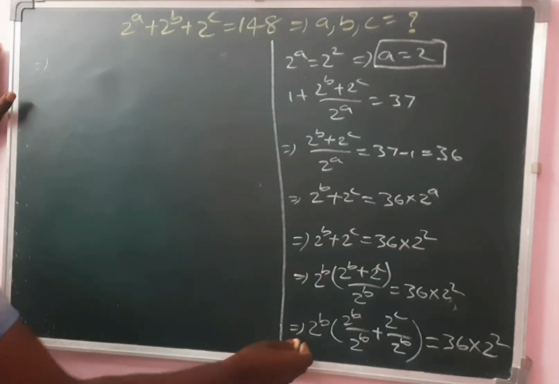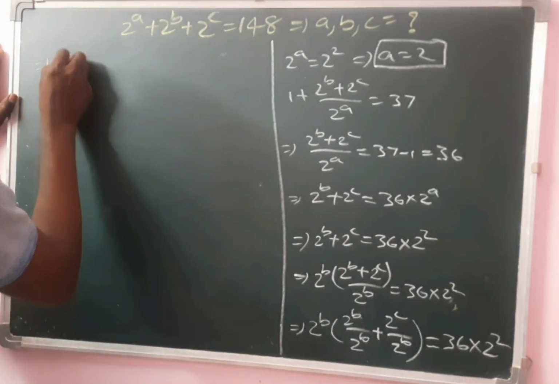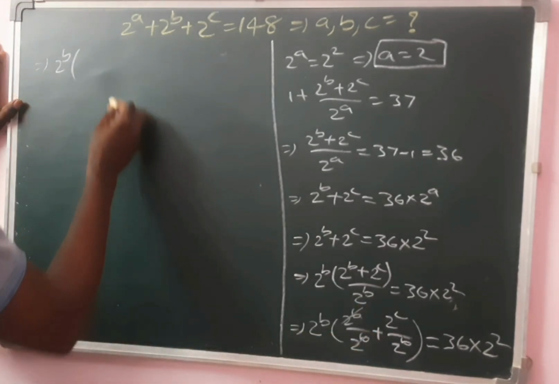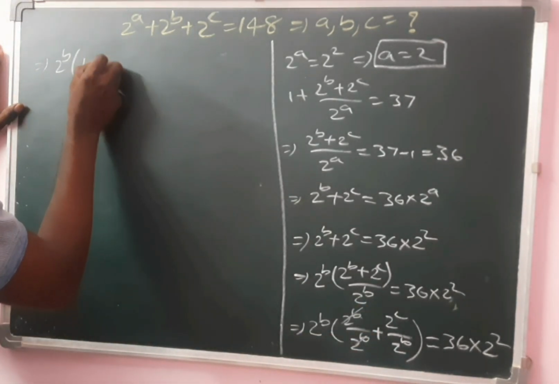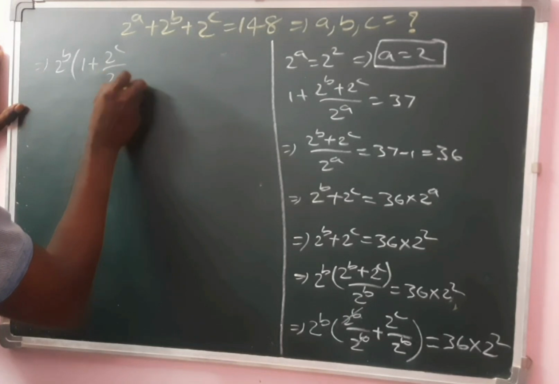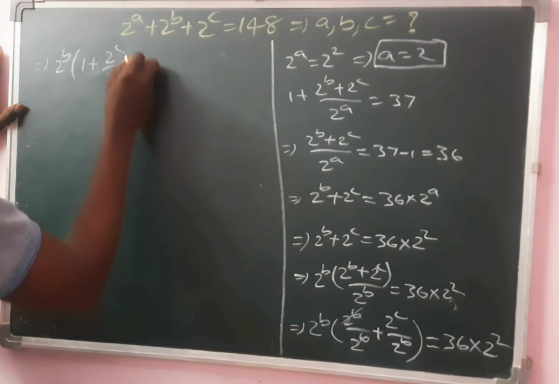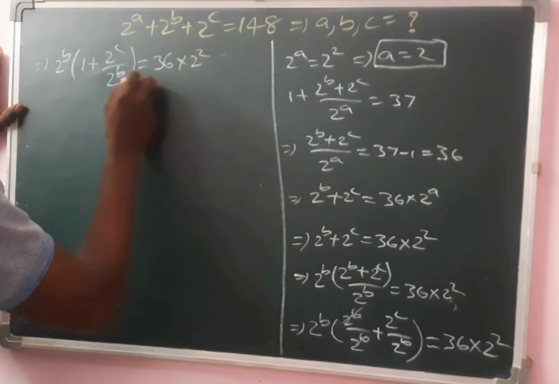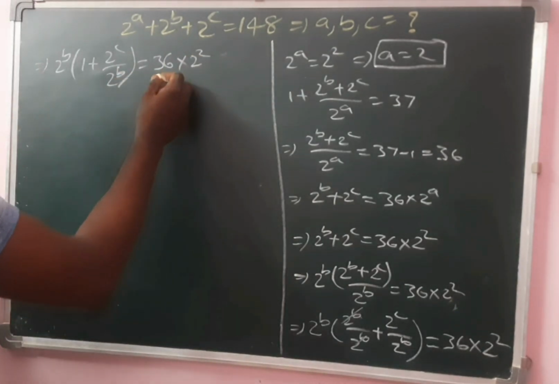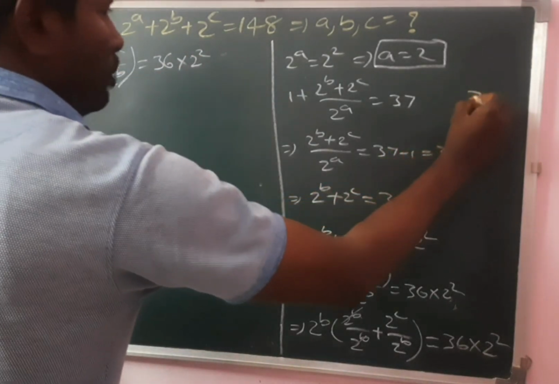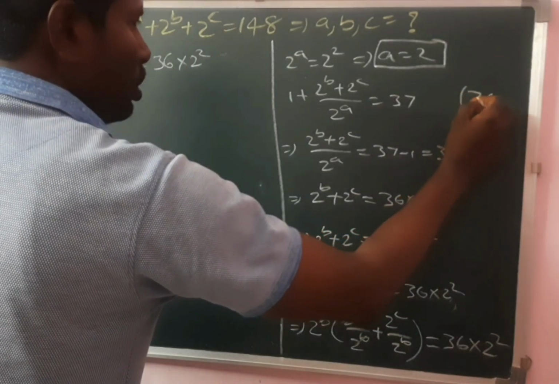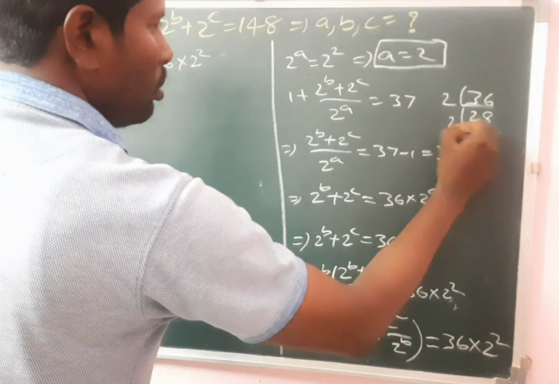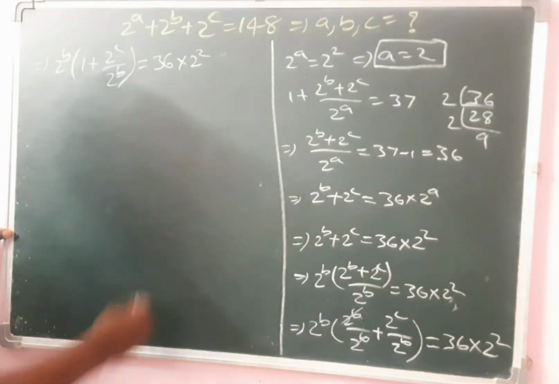సో ఇప్పుడు దీన్ని ఎలా రాద్దాం? 2 to the power of b into ఇక్కడ 2 to the power of b 2 to the power of b క్యాన్సిల్ అయిపోతుంది. అప్పుడు 1 ఉంటుంది, 1 ప్లస్ 2 to the power of c by 2 to the power of b is equals to 36 into 2 square. సో 36 కి ఫ్యాక్టర్స్ తీద్దాం. సో 36 కి ఫ్యాక్టర్స్ తీసినట్లయితే ఏమొస్తుంది? 2 2 జా 2 8 జా 2 9 జా. సో 2 స్క్వేర్ ఇంటూ 9 వస్తుంది.